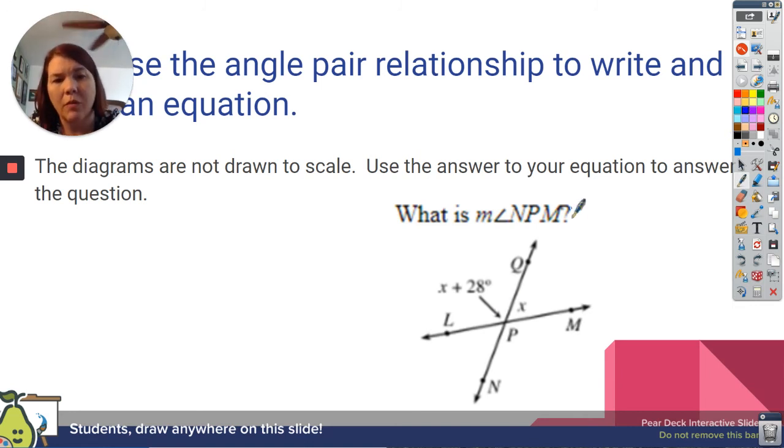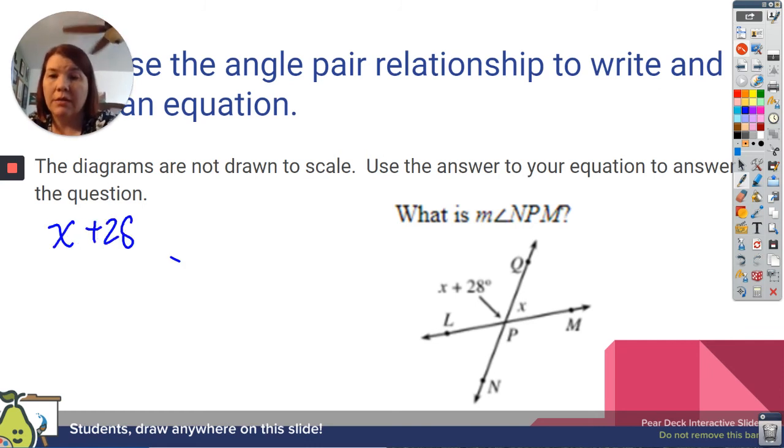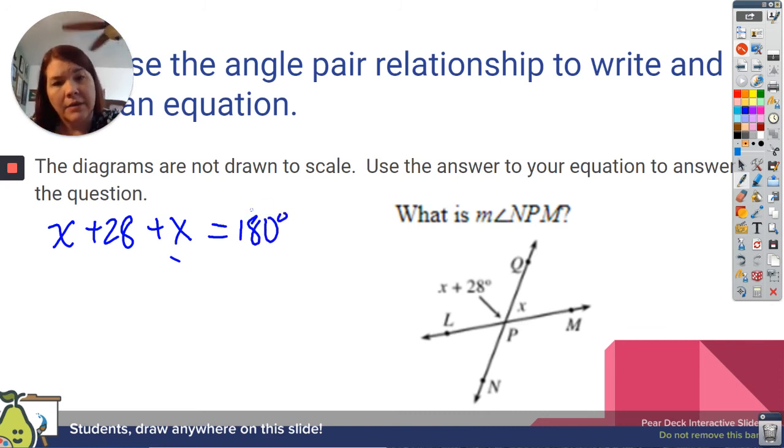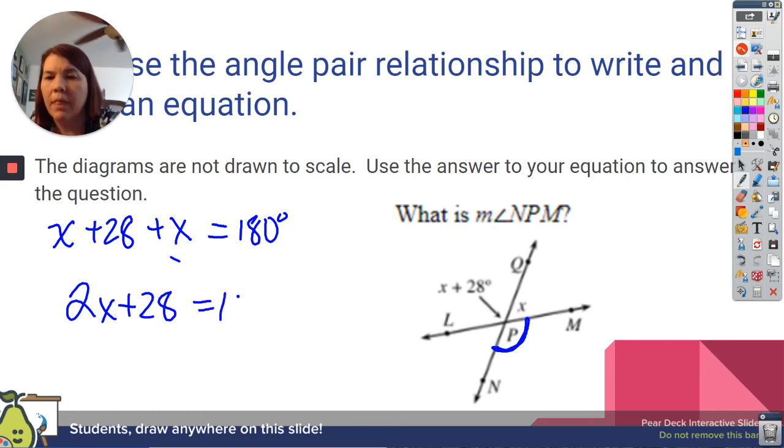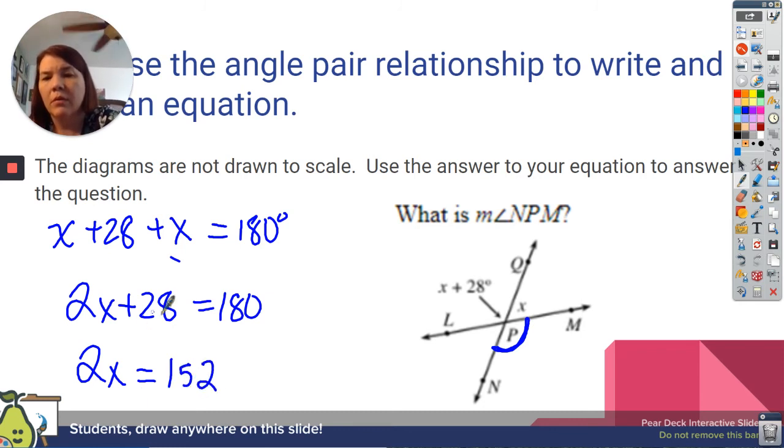This is a little weird. We said vertical angles or linear pairs on this one. We actually have to use linear pairs. So x plus 28 plus x equals 180. And we want to know NPM. So we want to know this one. Oh, that, we'll come back to that. 2x plus 28 equals 180. Subtract 28 from 180, I get 152. Yep, 152. Divide both sides by 2. I get 76 is x.